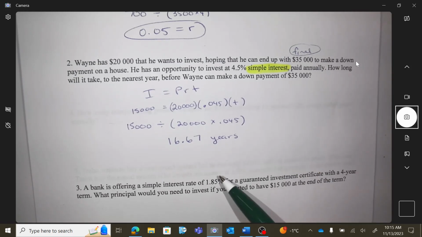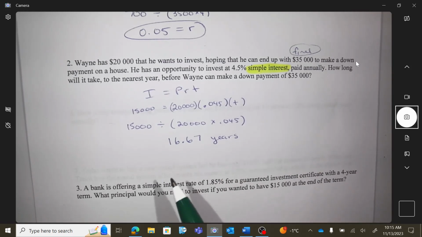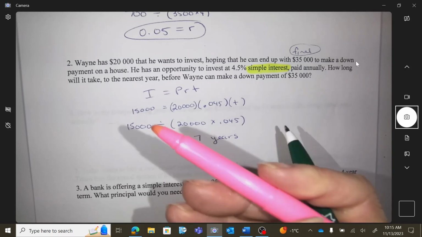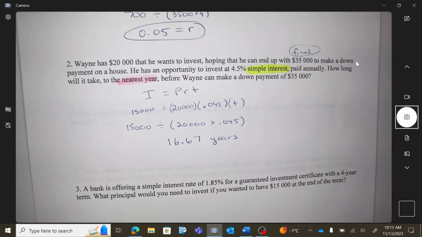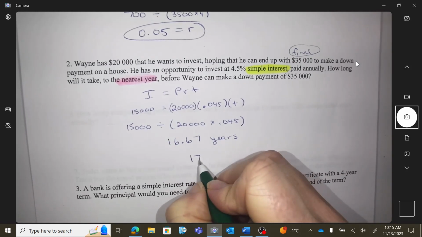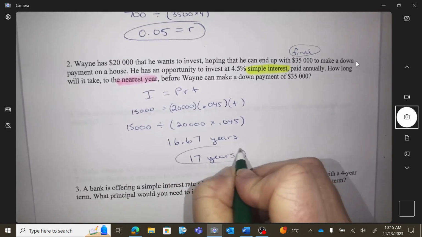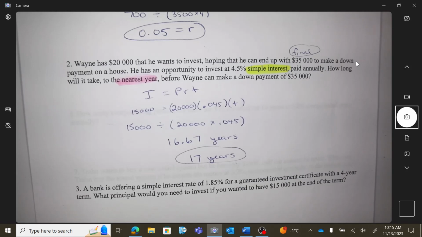Okay, so how long? This would be in years, but the question did say to the nearest year specifically on this one. So then I would answer 17 years before he had enough money.